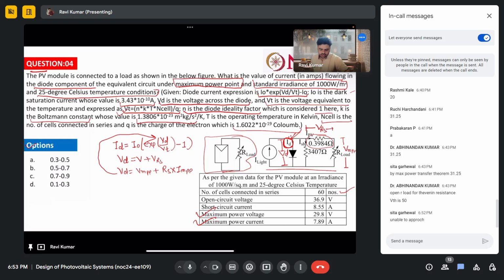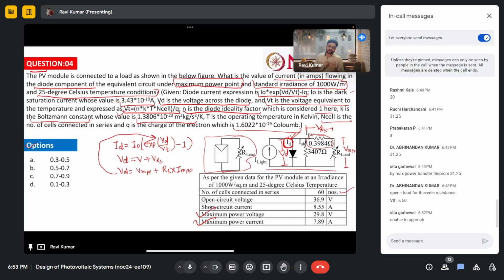Understood? See, the voltage across the diode will be equal to the voltage across the shunt resistance, and the voltage across the shunt resistance or diode will be equal to the sum of the voltage across the series resistance plus the voltage across the load. The voltage across the load is already given in the question, at the maximum power point. So VMPP will be the voltage across the load, plus the voltage across RS. The current flowing through the load will be the same as the current flowing through the series resistance, and at VMPP, or maximum power point, that current will be IMPP.